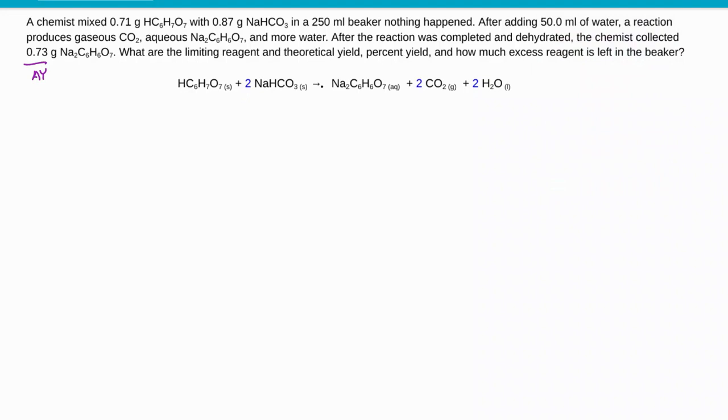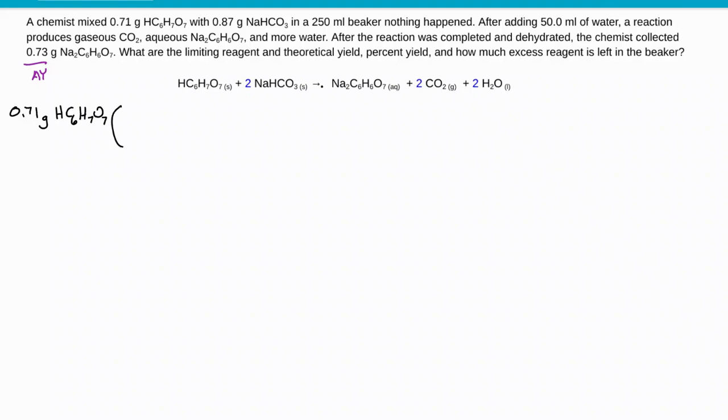Okay, so now the question: what are the limiting reagent, theoretical yield, percent yield, and how much excess is left in the beaker? So let's tackle this problem. I teach my students to run both reactant masses to the desired product, in this case the disodium citrate. So we're going to write down 0.71 grams citric acid, HC6H7O7.